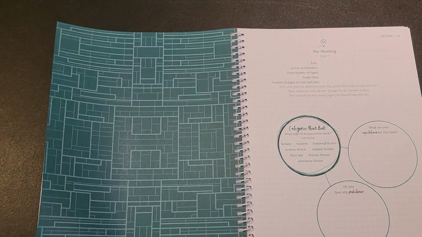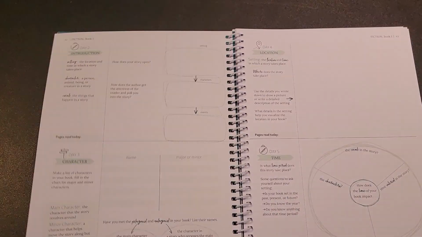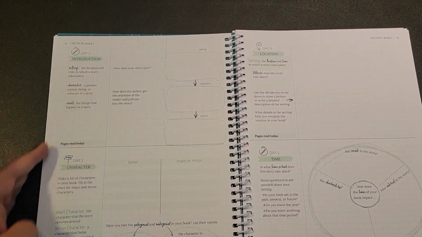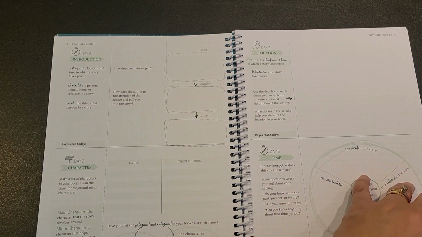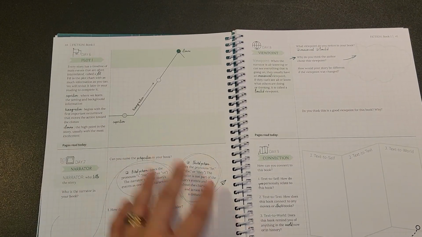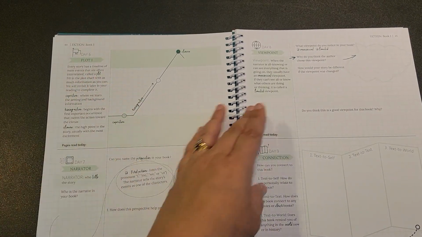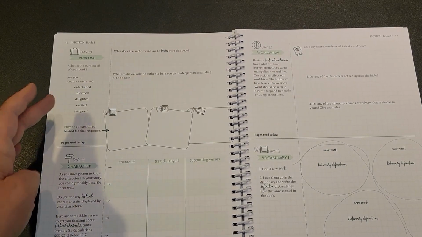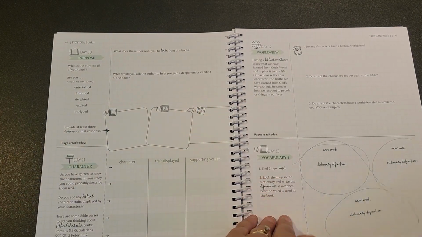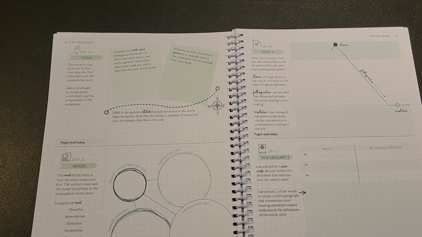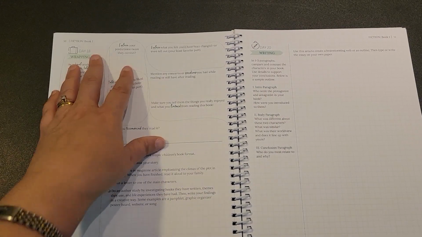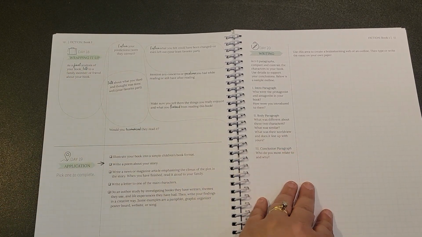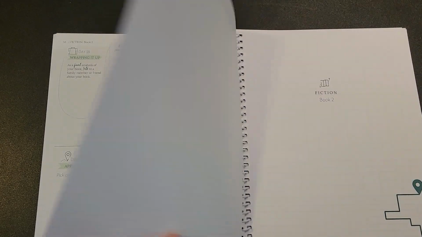Now when we get over to our fiction, you can see here again you're going to have your pre-reading, then you have introduction, your character, location, time. So this is for our fiction book, before we have been talking about nonfiction. Here's your plot 1, narrator, viewpoint, connection, purpose, another character, worldview, vocabulary, tone, mood, plot 2, vocabulary 2, wrapping it up, application, and then writing. So for these fiction ones, it is 20 days.